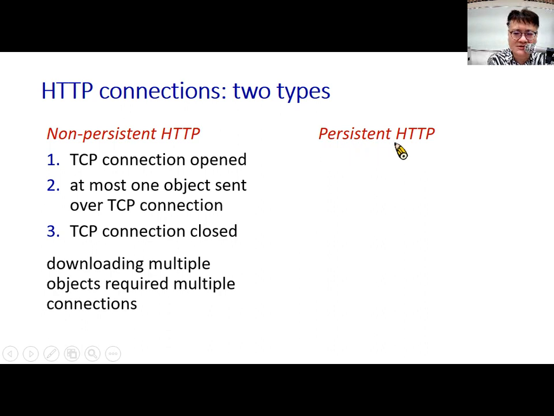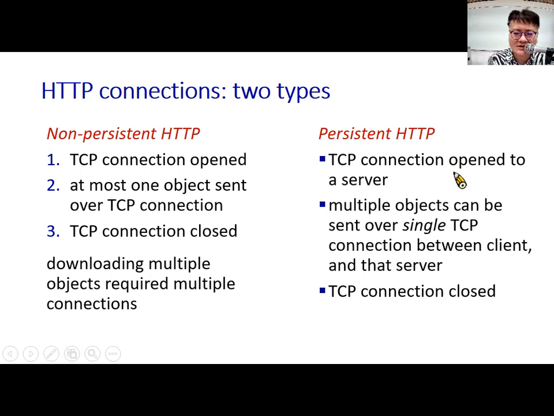The other is persistent HTTP. The TCP connection is opened to the server, and multiple objects can be sent over a single TCP connection between the client and server. Then the TCP connection can be closed. Okay, so overall, we can see HTTP over TCP, with non-persistent HTTP and persistent HTTP.